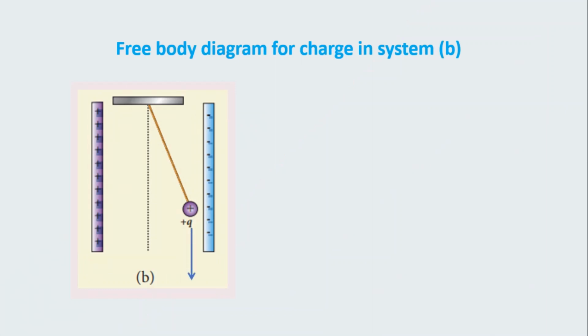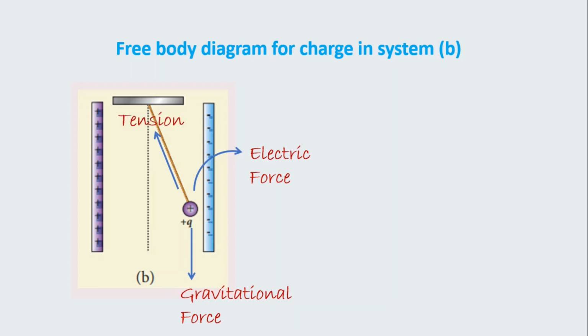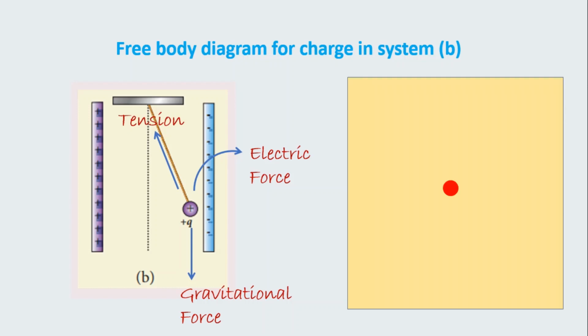Here, what are the various forces available? One is the gravitational force acting downward. Then there is an electrical force that pulls the charge towards the right. Then there is a tension along the string towards the point of suspension. So these three forces must be represented vectorially. Let us first represent the object as a point mass.